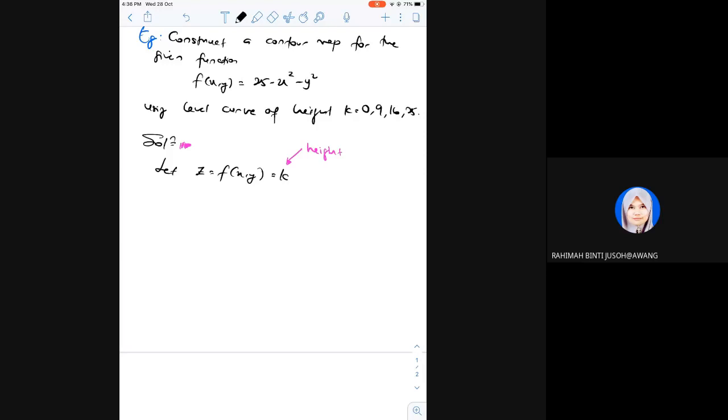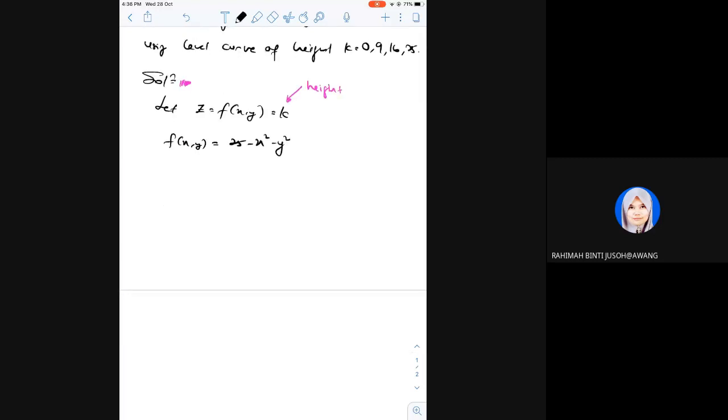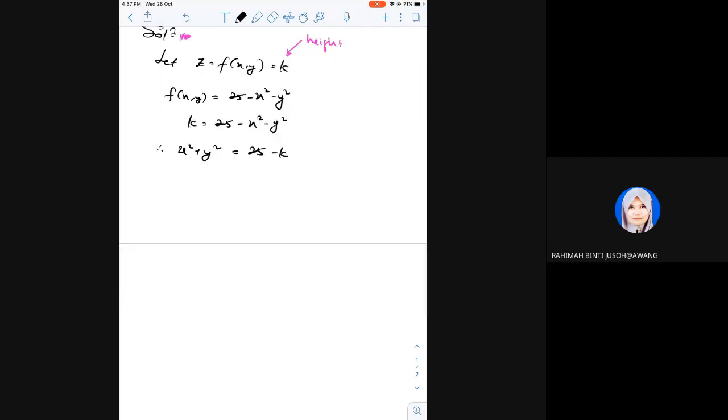So now, from the original equation, we have f(x,y) equals to 25 minus x squared minus y squared. So since f(x,y) equals to k, we can have this. So now if we rearrange the equations, we can have x squared plus y squared equals to 25 minus k. All right. So now, let us substitute the values of k. Let's say k equals to 0 first. Then we will have x squared plus y squared equals to 25 minus 0. So 25, right? Yep.